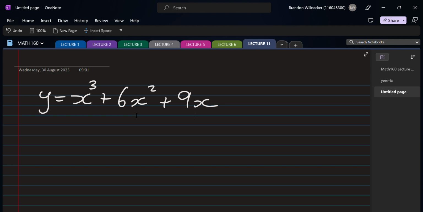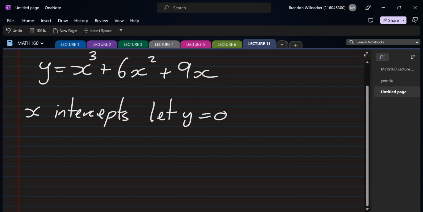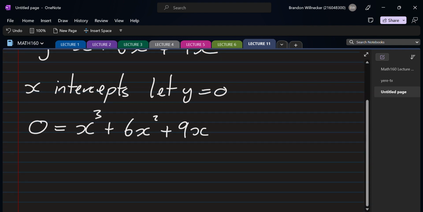Okay, so we just go through the list again. We start with the x-intercepts. And if you forget what to do, just write let y equals 0, and that will help you along. So if you want to find the x-intercepts, you let y be 0. If you want to find the y-intercept, you let x be 0. If you need to write that down to remind yourself, please do so. Okay, so if y is 0, we're going to have 0 is equal to x cubed plus 6x squared plus 9x.